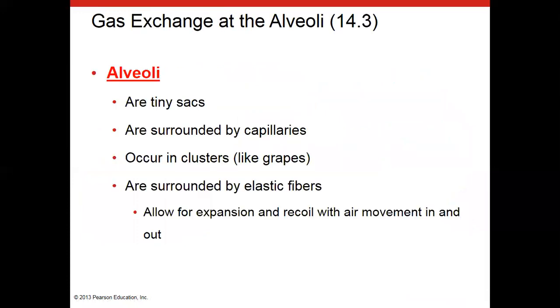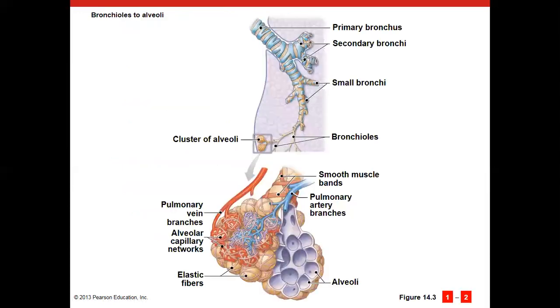These little teeny tiny gas exchange surfaces are called alveoli. They're little tiny air sacs that are surrounded by capillaries. And capillaries are the smallest blood vessels that are able to exchange nutrients and gases. So alveoli that can exchange gas, oxygen and carbon dioxide, are surrounded by capillaries that can exchange gases, oxygen and carbon dioxide. And they cluster together like grapes. And they're surrounded by some elastic fibers that allow them to expand as air fills those spaces, but also then recoil as air moves out of the lungs and is conducted out.